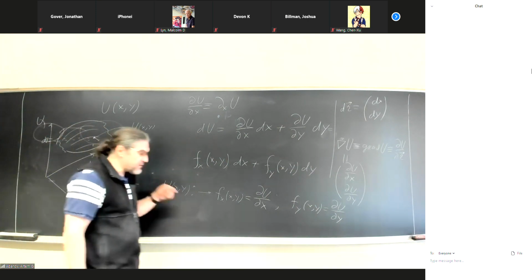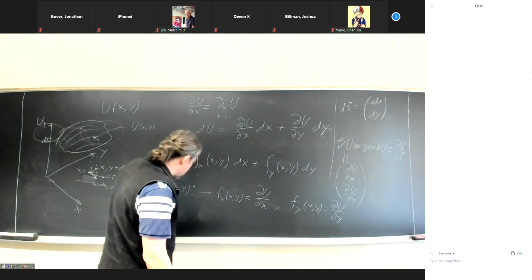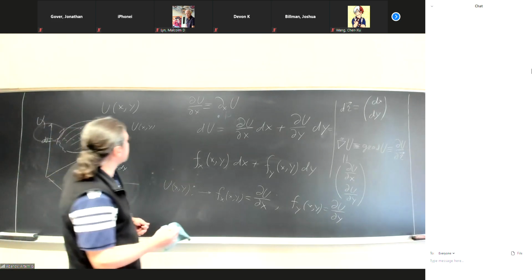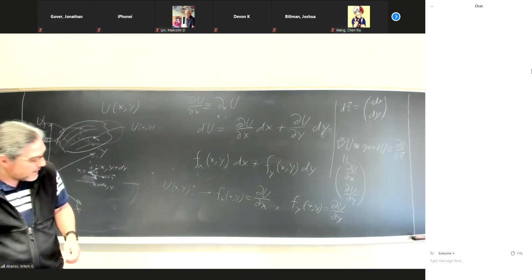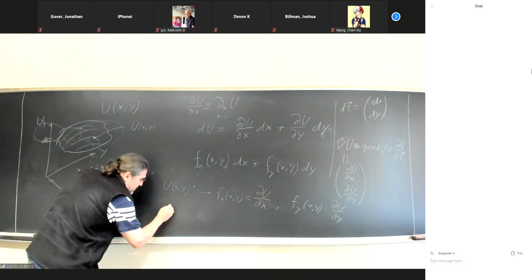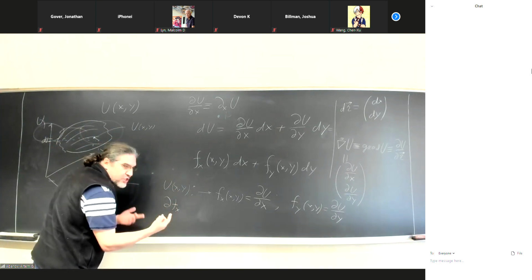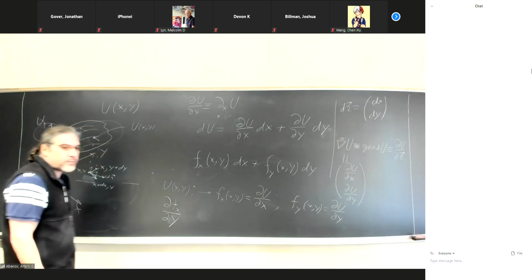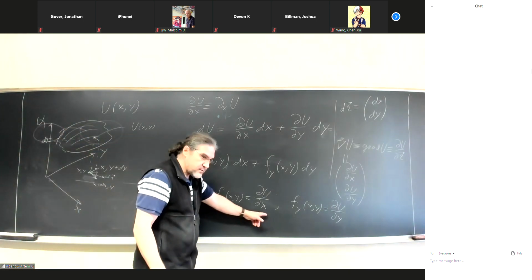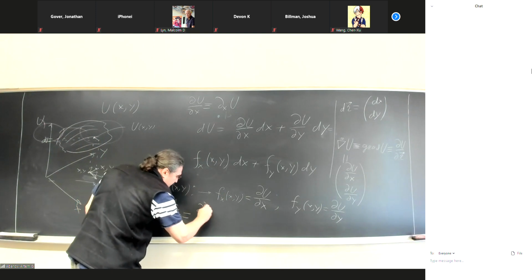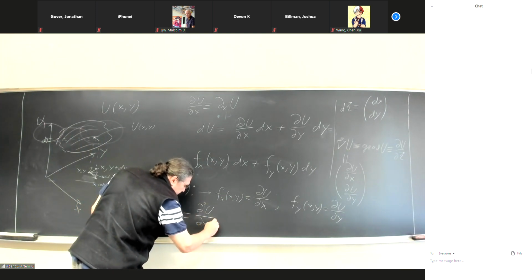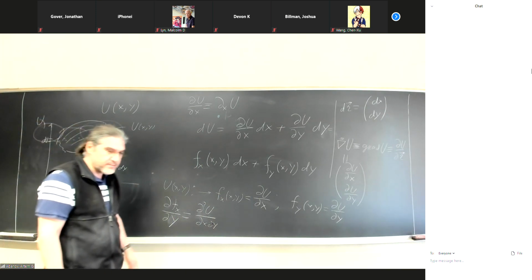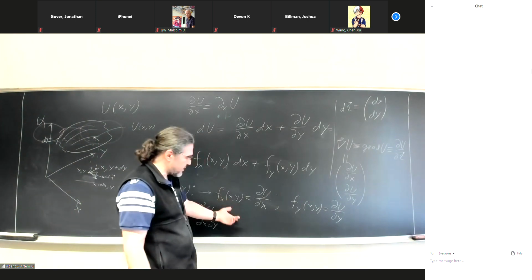But if this is true, let's now take this function fx and differentiate it with respect to y. According to this, it must be equal to the second derivative of u over dx dy. That makes sense? I just differentiate this equation with respect to y.